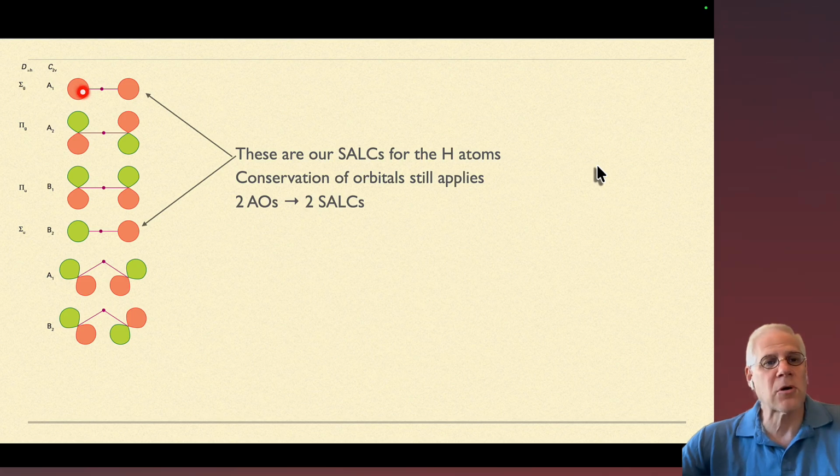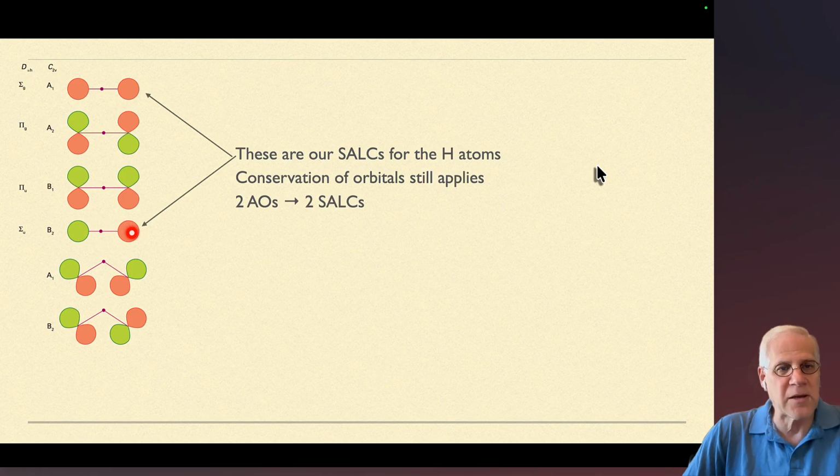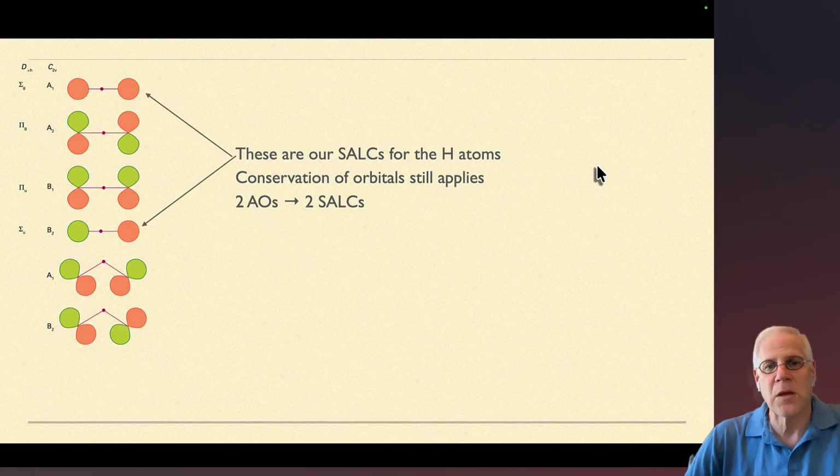So an A1 SALC looks like this. So this would be my hydrogen here. This is my other hydrogen. This is the central atom there. So I have my atom there and an atom there. Okay, and then here I have a B2. So here they're just different phase. So I have one different phase here. So this is one of the other hydrogens. The oxygen is not involved. And then my other pendant atom here with a different phase. So these are the SALCs for the hydrogen atoms.